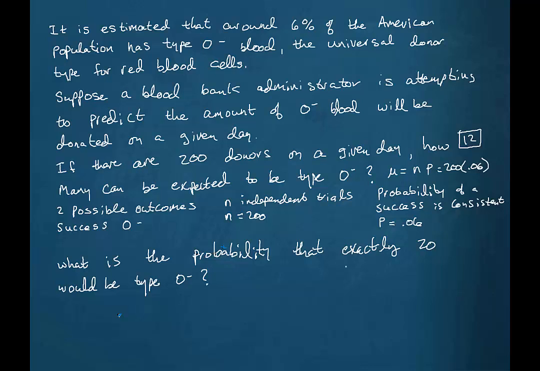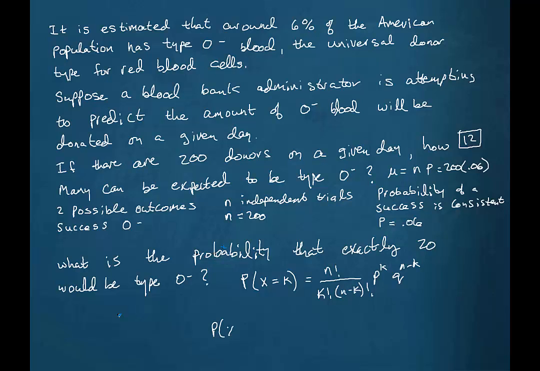What is the probability that exactly 20 would be type O negative? In order to calculate probabilities for the binomial distribution, we find them by the formula: the probability that x is equal to some k number of successes is going to be n factorial divided by k factorial times (n minus k) factorial times p raised to the k times q raised to the n minus k, where q is, of course, 1 minus p, the probability of a failure, or the complement of p.